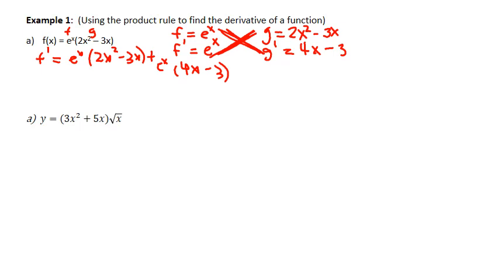I'm going to do the second problem here without writing out f and g. I am, however, going to rewrite x, the square root of x. So that first function is just going to stay like it is.